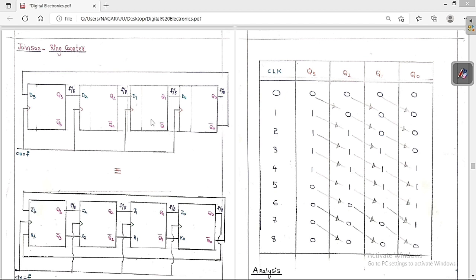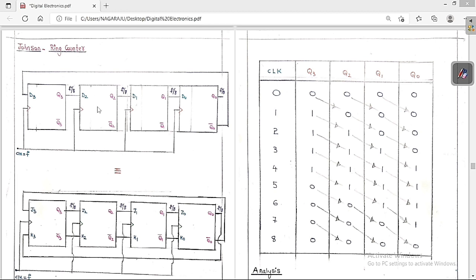See, all these flip flops are going to trigger at the same instant with the help of the clock. So it is called synchronous. I have already told you one important point here. This is called the Johnson ring counter. And here the frequency at each and every output is the supply frequency divided by the number of used states. Here the number of used states is 2 times the number of flip flops.